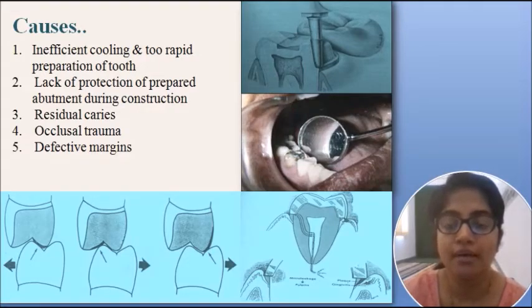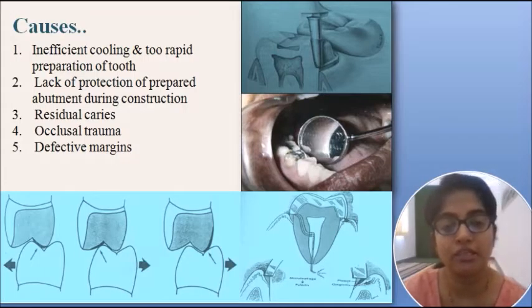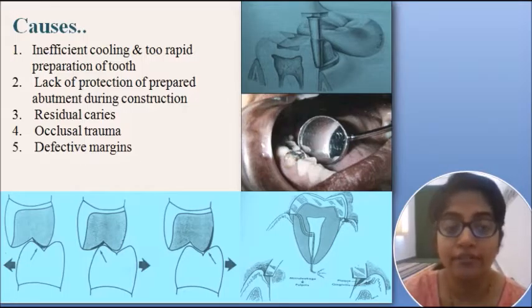The causes are inefficient cooling or too rapid preparation of the tooth. This can cause thermal damage, and the pulp can be under stressed condition and it may degenerate over a period of time. Lack of protection of the prepared abutment during construction, or you have not given a provisional restoration and that is why the tooth is again stressed out.